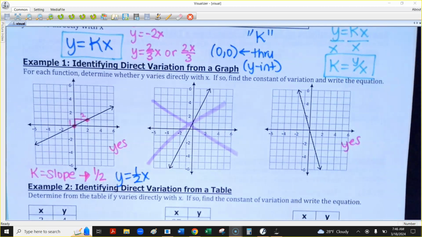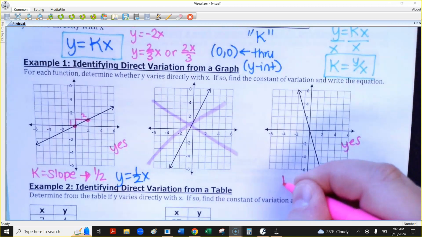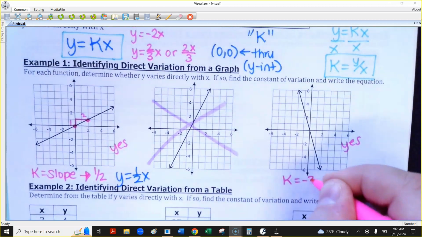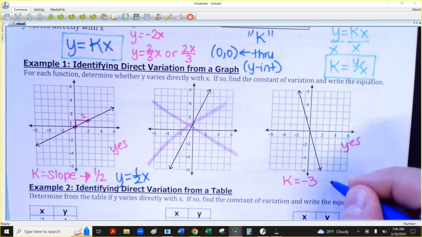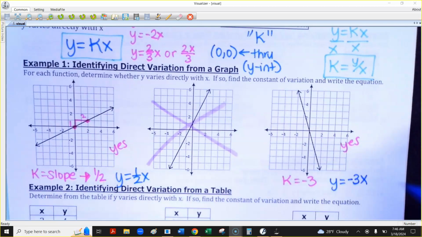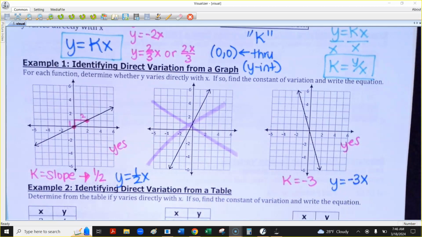Can anybody tell me the k value for this other graph? -3, definitely. All right, and then if I want to write the direct variation, I would just write y equals -3 times x. Does anybody have a question?